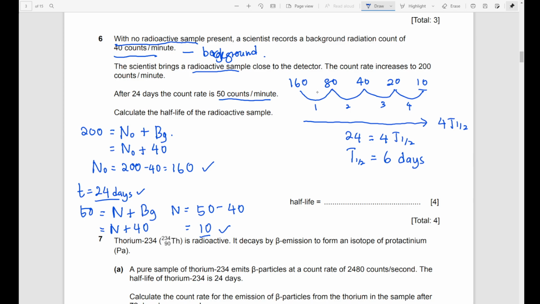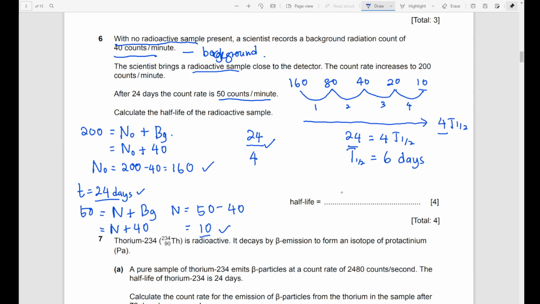So why do we need to sketch this diagram? Because we want to find out how many half-lives there are in the total time, in the 24 days. Of course, you can also do simple maths by dividing the numbers. The total time taken is 24 days, and the number of half-lives is 4, so you will get the same value.